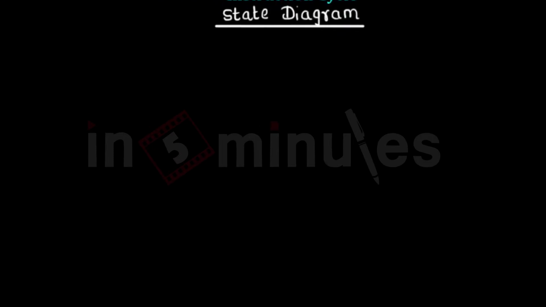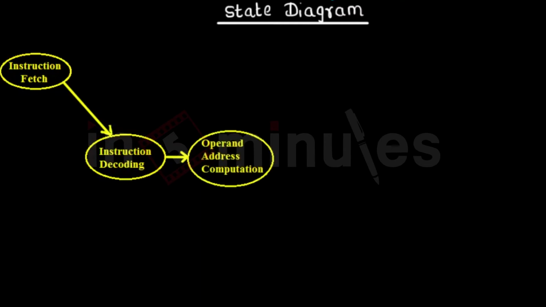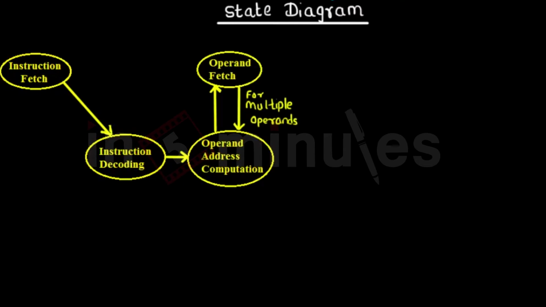The first step in the state diagram is instruction fetch. The new instruction or the current instruction is fetched from the instruction memory. After that, the instruction goes to the decoder and control logic, and it is decoded and control signals are generated. After decoding of the instruction, the operand addresses are computed and operands are fetched from the appropriate memory locations. Now for multiple operands, these two steps are repeatedly executed.